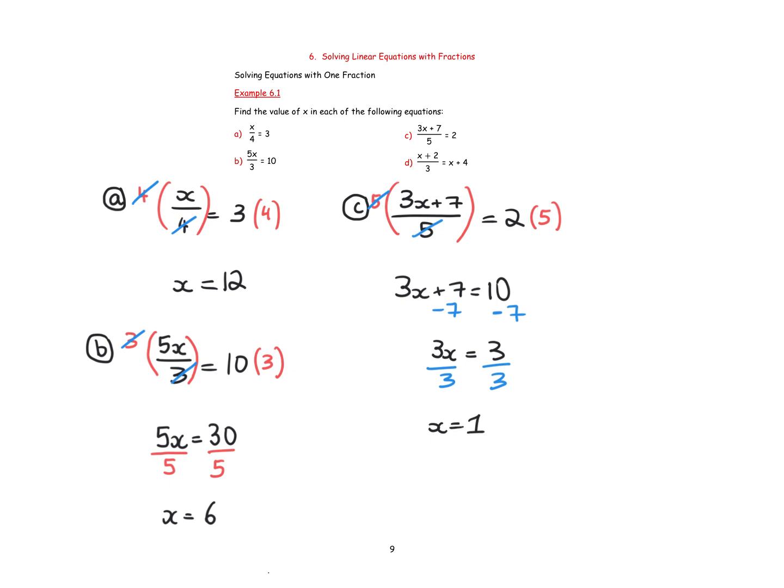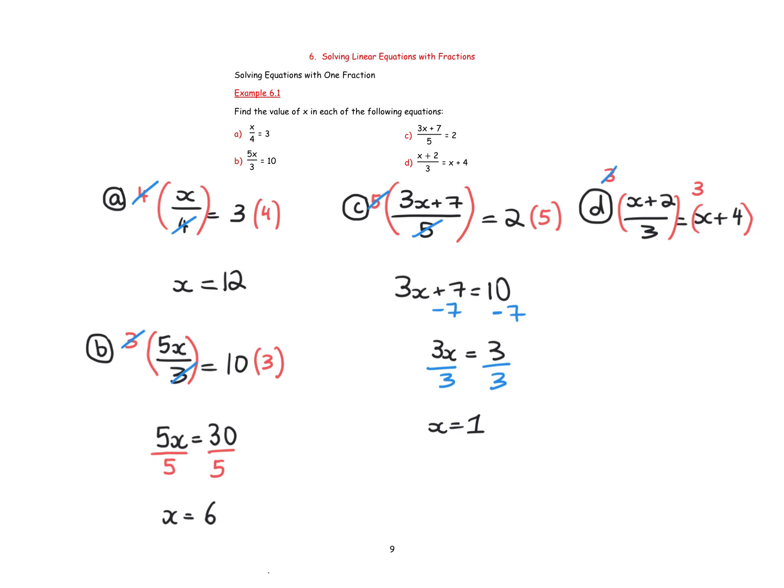Finally, looking at example D in 6.1, we have here x plus 2 all over 3 is equal to x plus 4. As in the last three examples, there's only one fraction in this equation, and to get rid of the fraction in the equation, we multiply both sides by the denominator of the fraction, which is 3. Multiplying both sides by 3 this time involves multiplying two terms on the right-hand side, which is x plus 4. On the left-hand side, we end up with 3 times x plus 2 over 3.